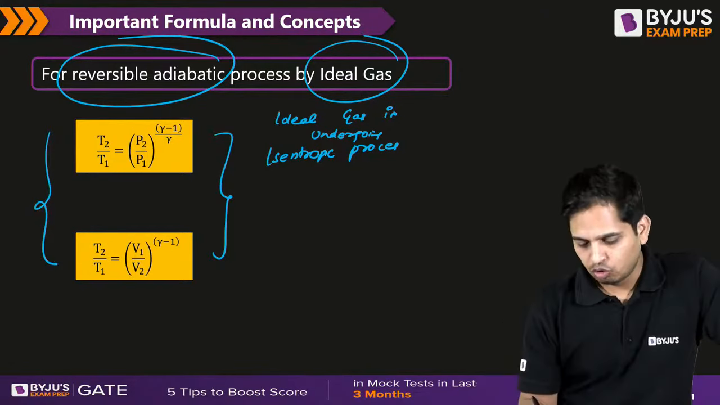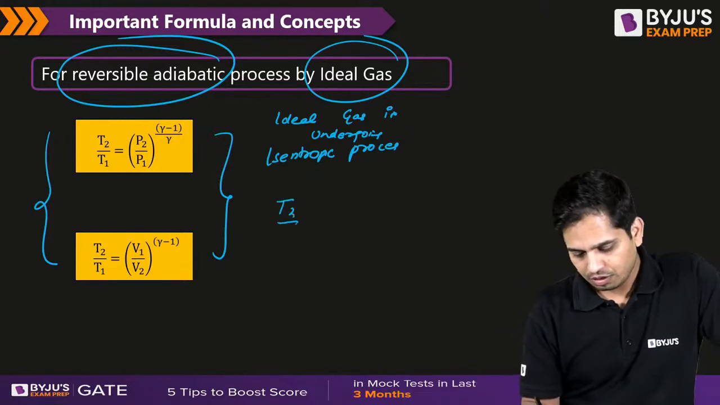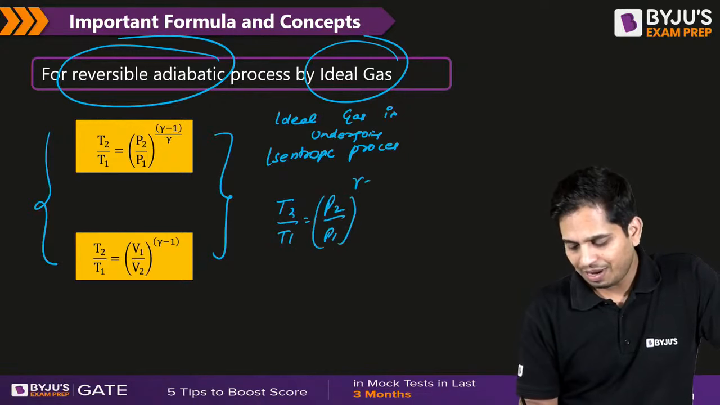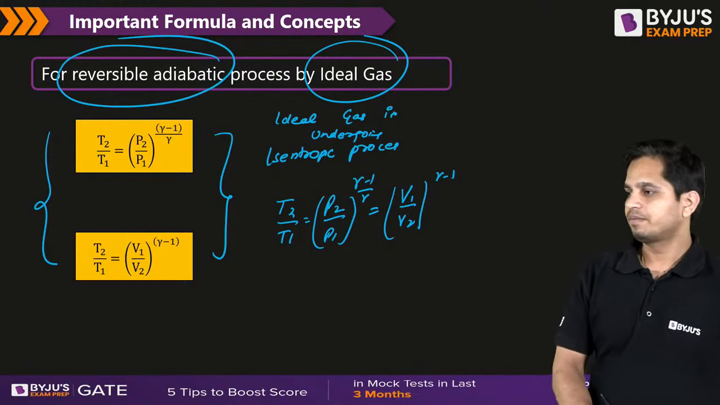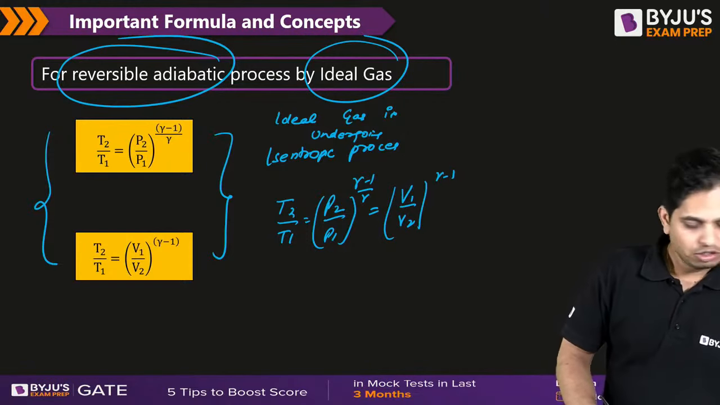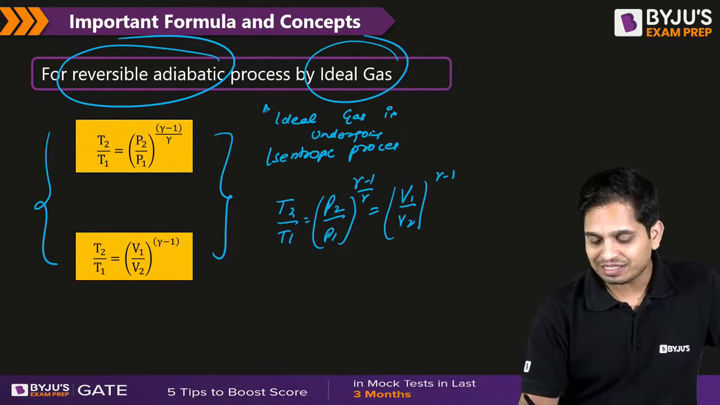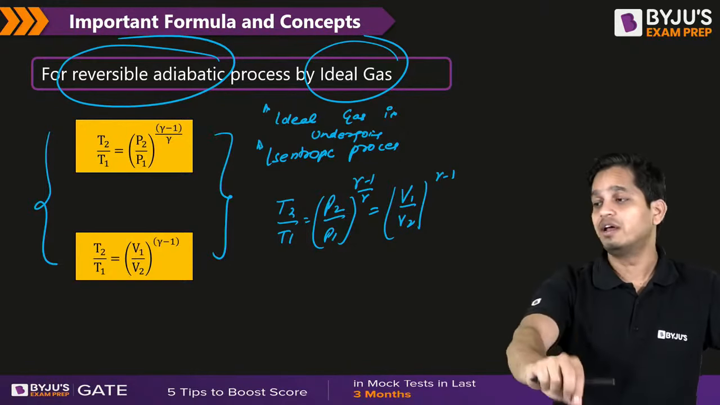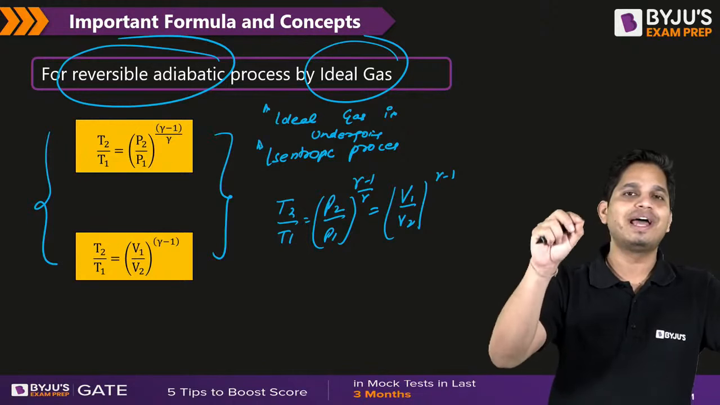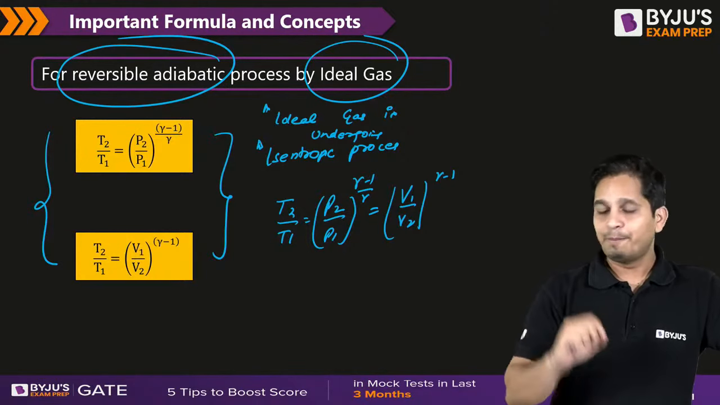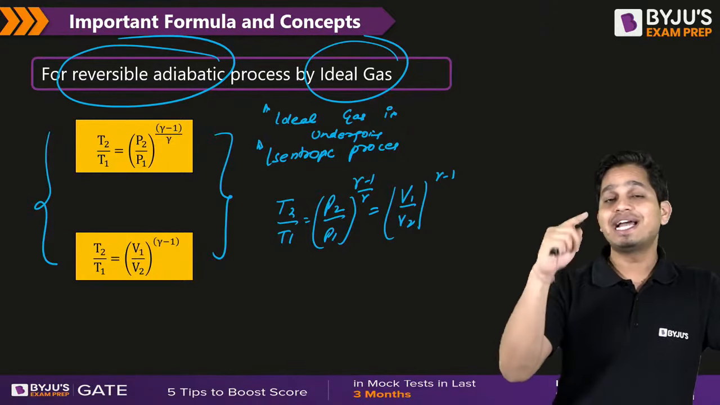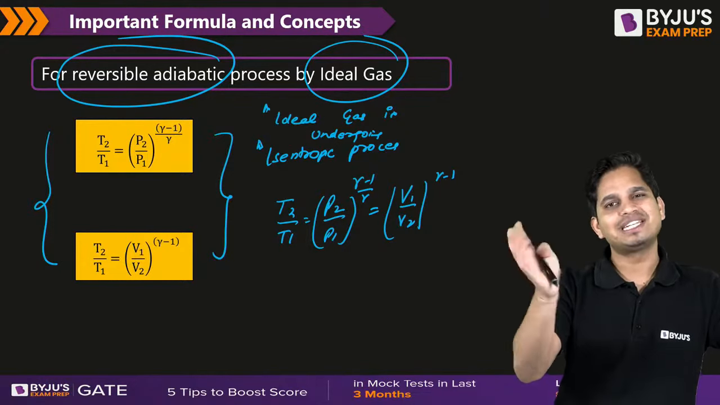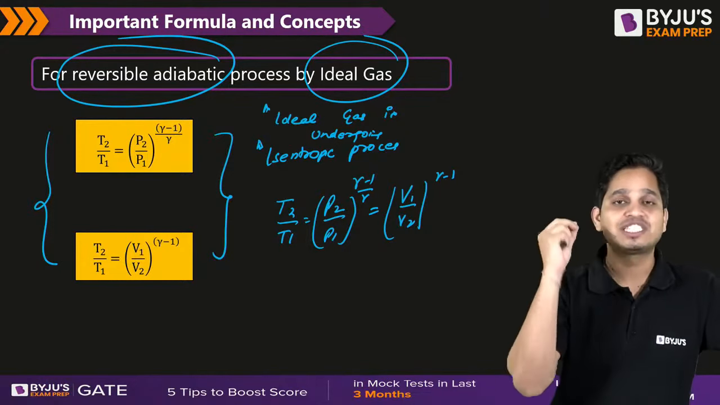T2 by T1 is equal to P2 by P1 to the power gamma minus 1 by gamma, which is equal to V1 by V2 to the power gamma minus 1. These conditions, ideal gas and isentropic, must be satisfied. Only then can you apply these equations. Be very sure that it is an isentropic process, compression or expansion, whatever it is.